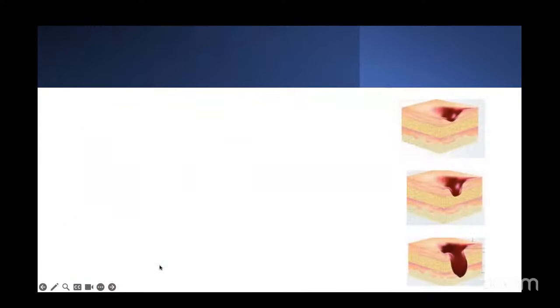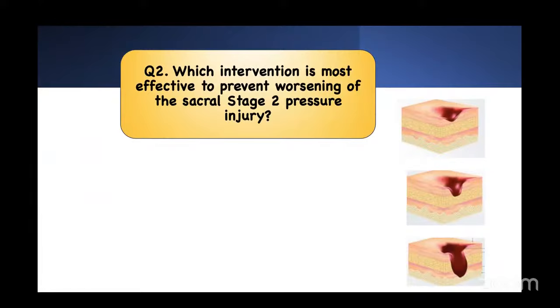Now, we have a pressure injury question. Which intervention is most effective to prevent worsening of the sacral stage 2 pressure injury? The patient has a pressure injury. What can you institute to prevent the injury from getting worse? And this is one of the most important things. Anytime a patient comes in, assess them. When you assess them, you look for pressure injury. When it's a pressure injury, you prevent further progression.